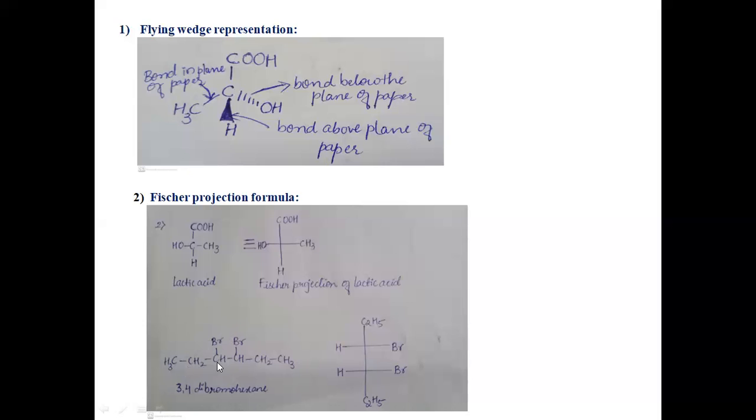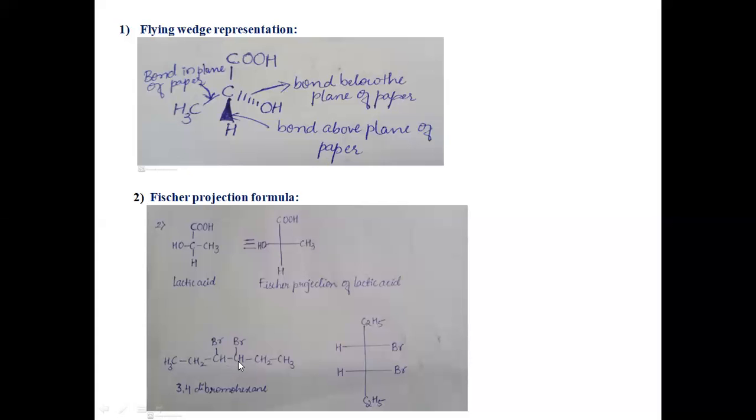Next we move to the third carbon atom. It is bonded to a hydrogen atom, then this whole group as a second group, then an ethyl group, C2H5 as a third, and then bromine. So this carbon atom is bonded to four different groups, that is Br, C2H5, H, and this whole group. So the third carbon atom is a chiral carbon atom, because it is bonded to four different groups.